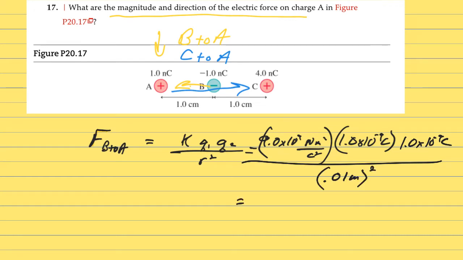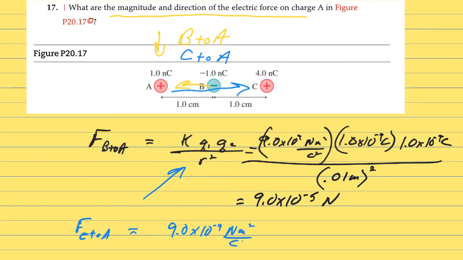So let's throw that in our calculator and get 9.0 times 10 to the negative 5 newtons, and then we're going to have to do the same thing with C to A. C to A, same equation. I'll just fill in the numbers here. 9.0 times 10 to the ninth newton meters squared over coulomb squared.